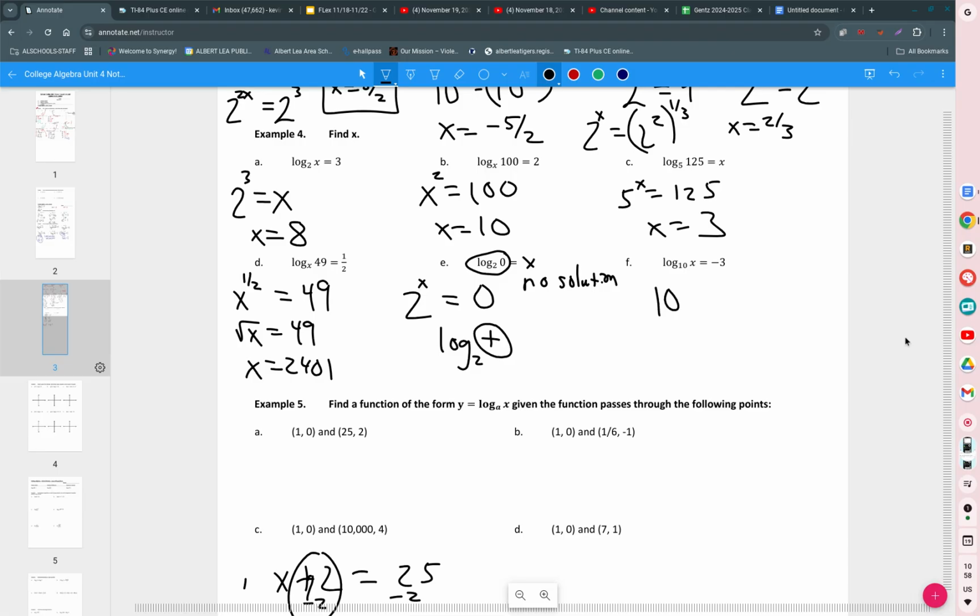And finally, 10 to what power? 10 to the negative 3 power is equal to x. So x is 1 over 1,000.